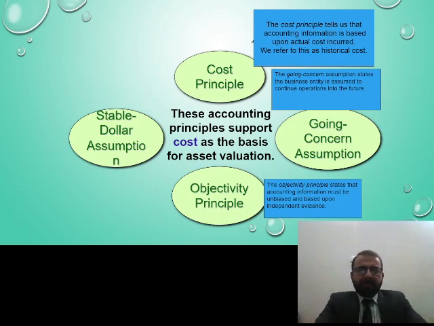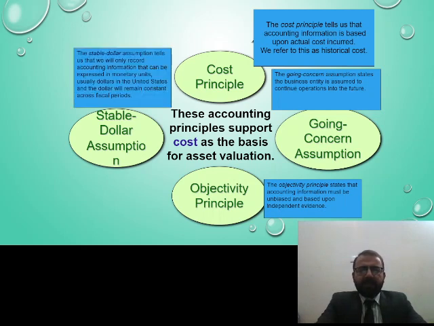The going concern assumption states the business entity is assumed to continue operations in the future. The objectivity principle states that accounting information must be unbiased and based upon independent evidence. The stable dollar assumption tells us that we will only record accounting information that can be expressed in monetary units, usually dollars in the United States, and the dollar will remain constant across fiscal periods.